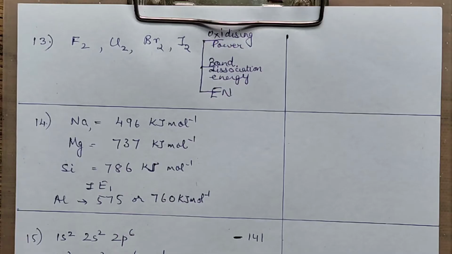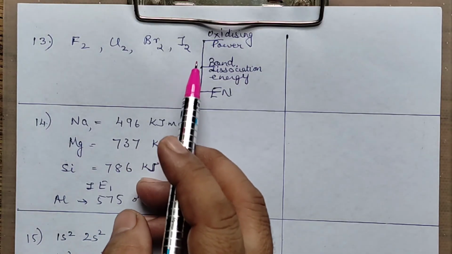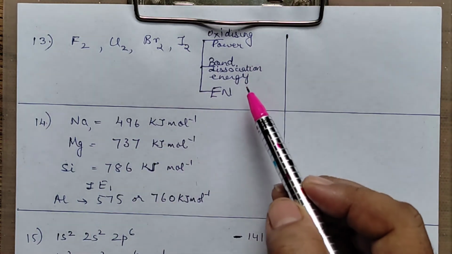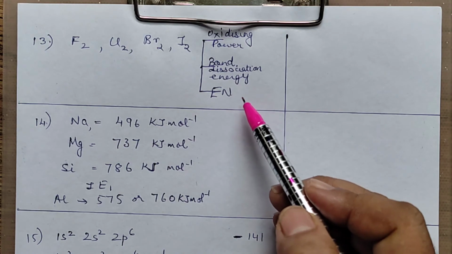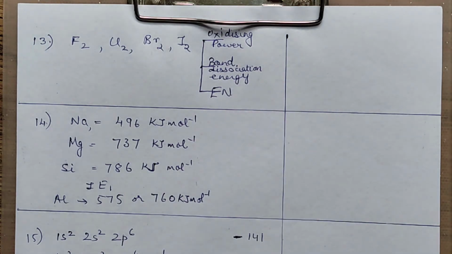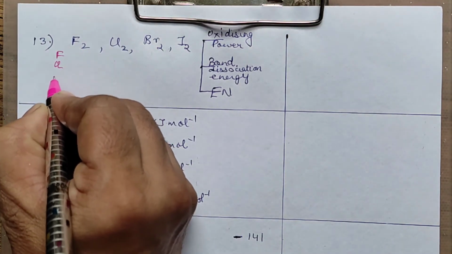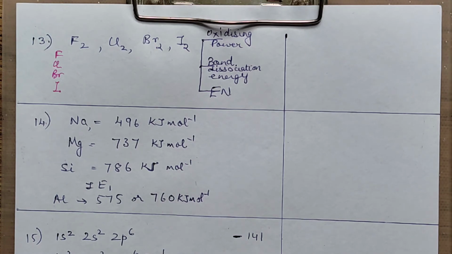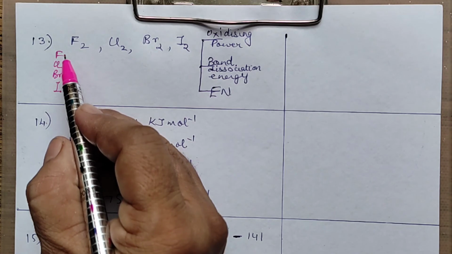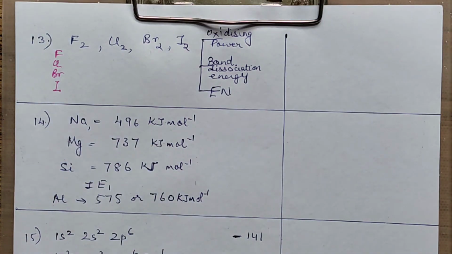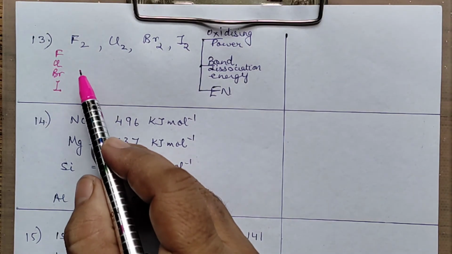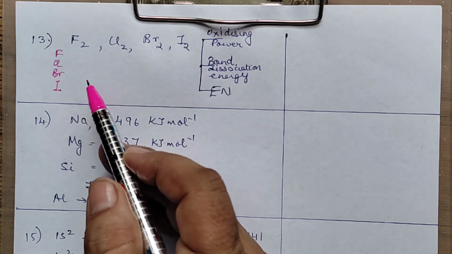Okay, the next question says fluorine, chlorine, bromine, iodine. These are all halogens given, and you are asked to arrange them in the increasing order of oxidizing power. Oxidizing power means they should be able to undergo reduction readily. If you check the positions, they are fluorine, chlorine, bromine and iodine. So down the group their ability to gain electrons decreases. So according to that it should be this, right? But you will have to see the electron gain enthalpy also. Electron gain enthalpy of fluorine is lesser than chlorine. Chlorine is the element which has the most negative electron gain enthalpy.